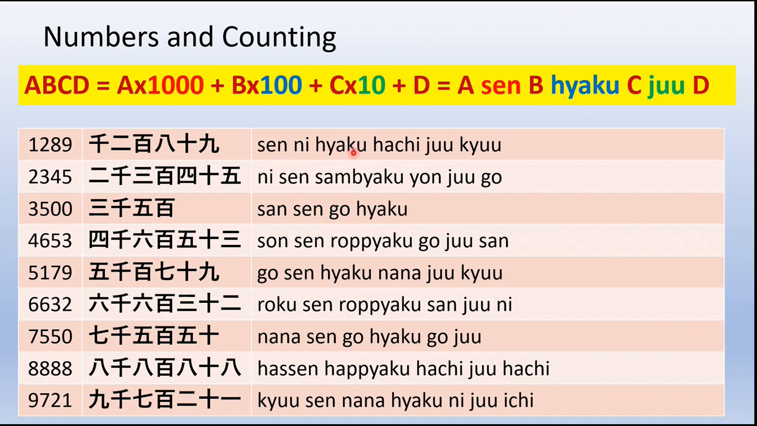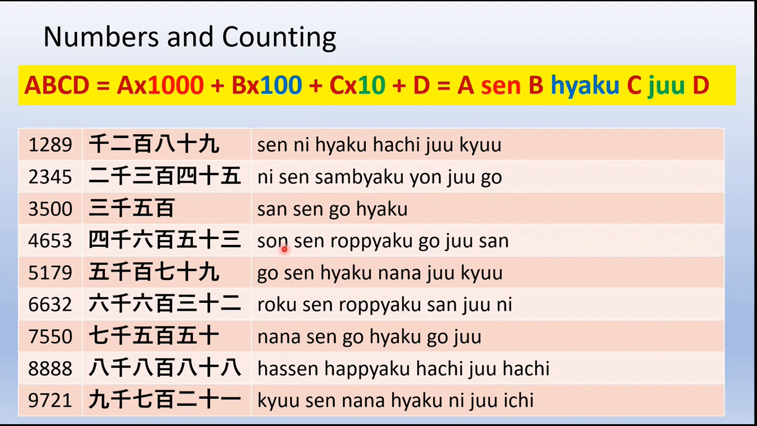Isen ni hyaku hachiju kyu. 2345 will be nisen sambyaku yonjugo. Nisen sambyaku yonjugo. 3500 is sansen gohyaku. Sansen means 3000 and gohyaku means 500. Sansen gohyaku.